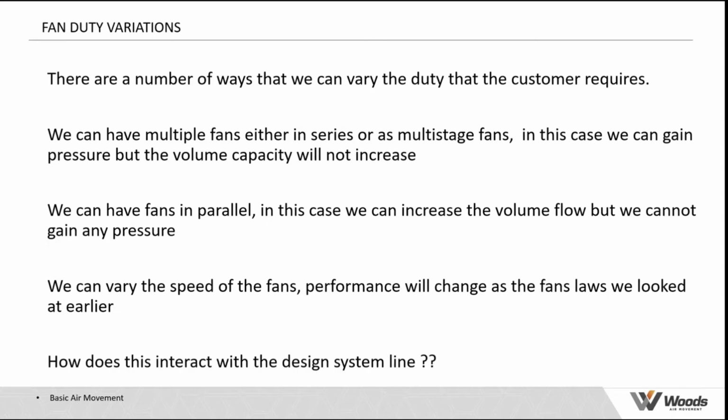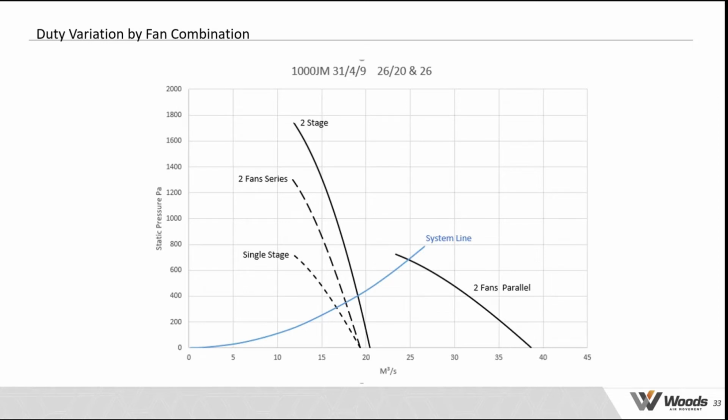So how does that interact with a system line? What I've done here is to take similar fans, and this is the single stage selection duty. So there's our single stage fan. I can put two identical fans in series. I get an increase in pressure, but I only move from here to here in terms of volume flow. A two-stage fan, which is contra-rotating impellers, gives a huge increase in pressure, but not too much in terms of volume flow. Or this is my option for two fans in parallel, a significant increase in volume flow, but I'm getting close to this stall point on the curve, which I don't want to work at.